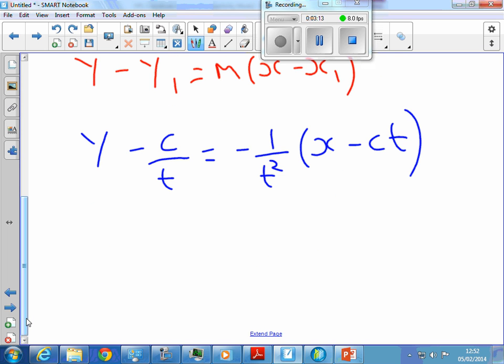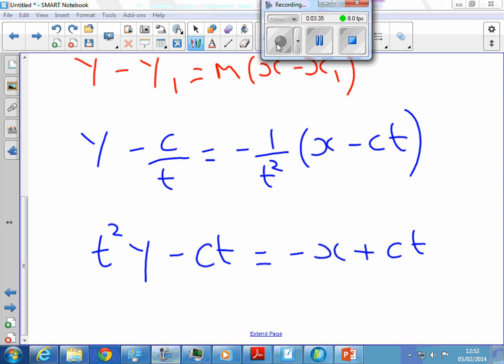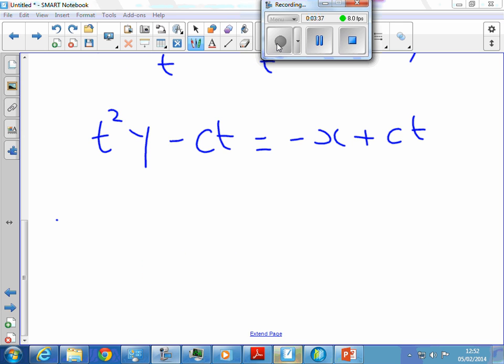I multiply both sides by t squared, I get t squared y minus ct is equal to minus x plus ct. And therefore, x plus t squared y is equal to 2ct as required.